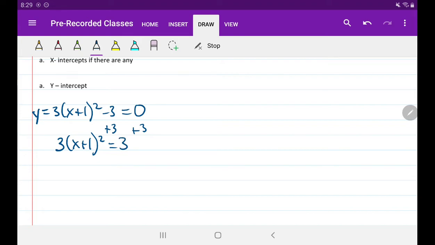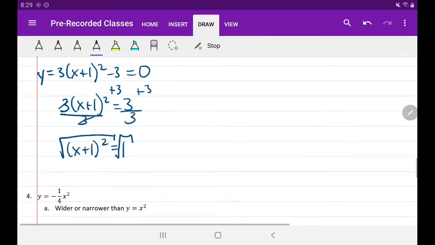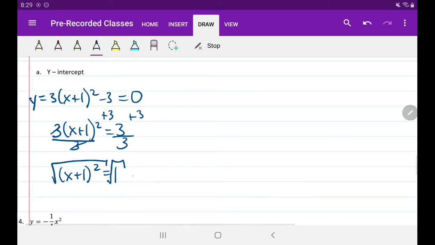Okay, and remember, I want to get these parentheses that are squared by themselves. So then I'm going to go ahead and divide by 3, right? And that'll cancel out those 3's. So then I'll have x plus 1, the whole thing squared, equals 1. Okay, so now I have my parentheses squared all by themselves. That's a good thing. So now I'll go ahead and take the square root of those. And if you take the square root of anything squared, well, that's just going to give you what you started with. So that'll be x plus 1 all by itself. And then the square root of 1 is positive or negative 1.